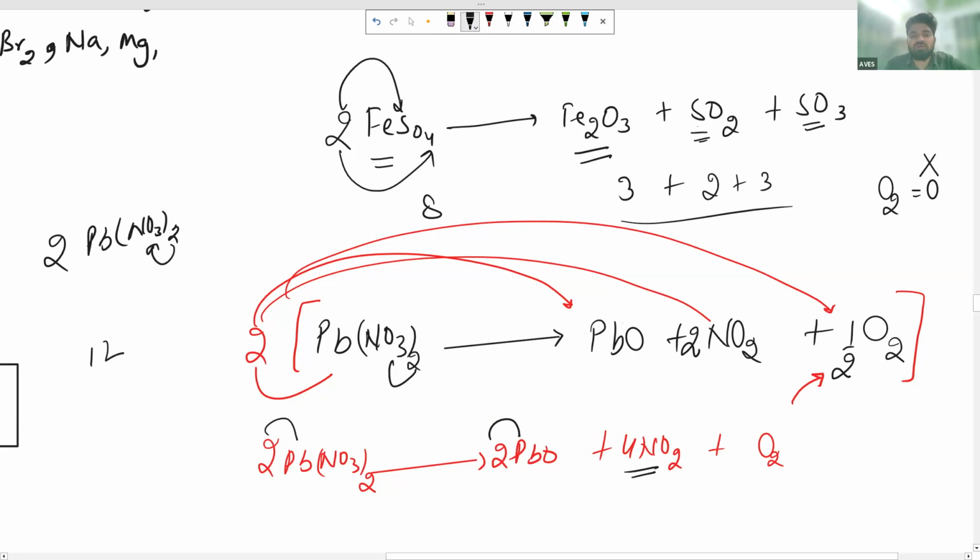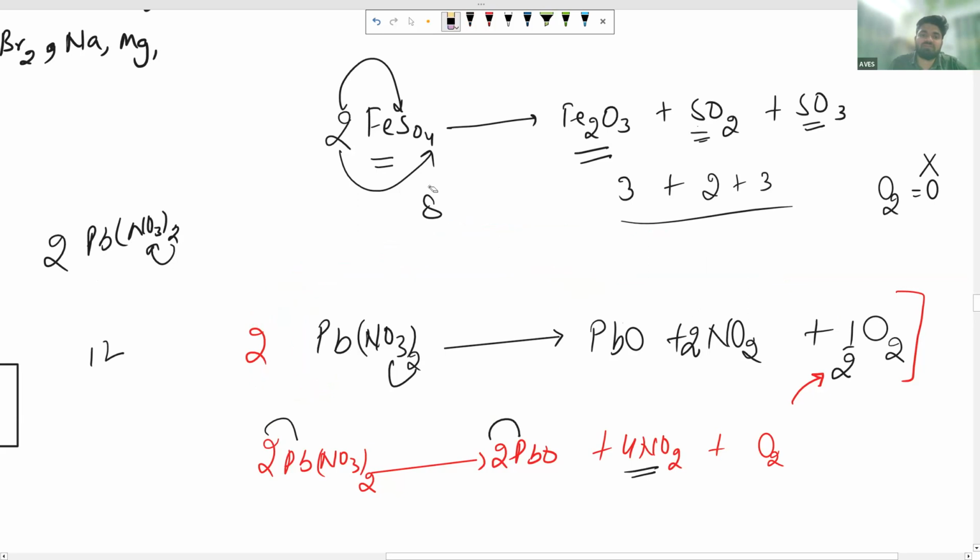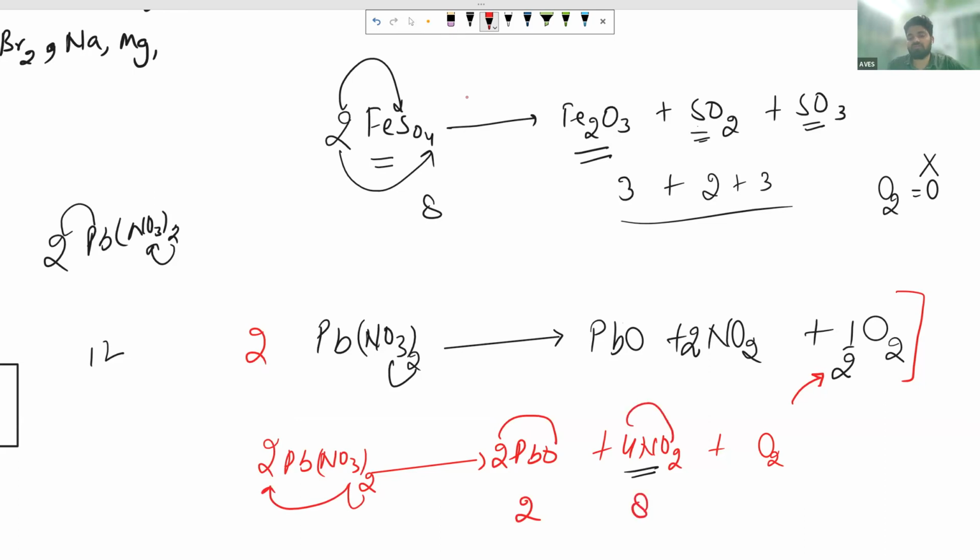So tell me fast. 1 Pb(NO3)2 has 6 oxygen, so 2 will have 12. So here is 12 oxygen. How? First you multiply 3 with 6, and then 6 multiplied with 2, you will get 12. So you can check here, 2 oxygen, 8 oxygen, and 2. It is balanced. Is it balanced or not? Yes.